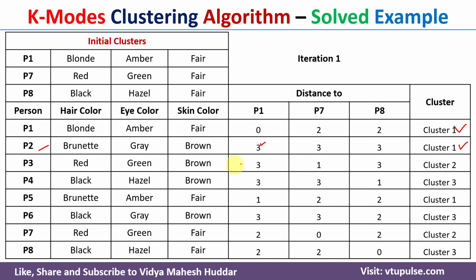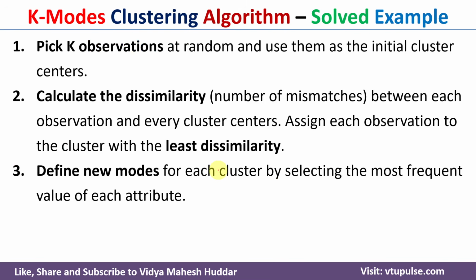And for the third person, the minimum value is 1 with respect to P7. So P7 is the second cluster, and person P3 will be assigned to cluster 2. Similarly, we need to assign the clusters for the remaining persons. After that, in the third step, we need to define new modes for each cluster by selecting the most frequent value of each attribute.